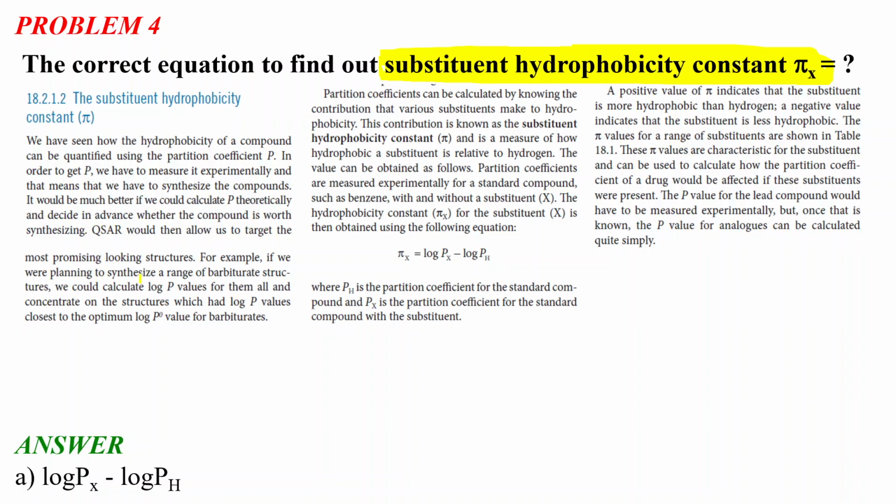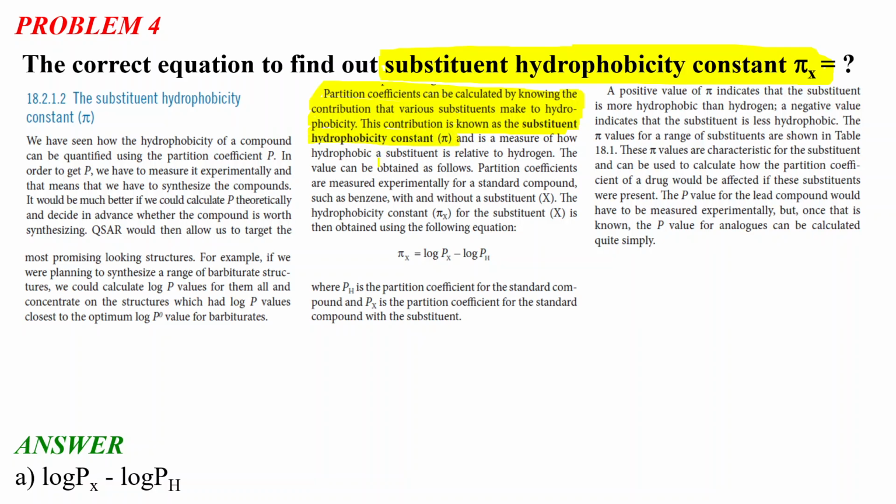For example, if we were planning to synthesize a range of barbiturate structures, we could calculate the log P values for them all and concentrate on the structures whose log P values are closest to the optimum log P0 of the barbiturates. So the partition coefficient can be calculated by knowing the contribution that various substituents make to the hydrophobicity. This contribution is known as the substituent hydrophobicity constant. Various substituents or functional groups contribute to the hydrophobicity of the whole molecule, and these contributions are known as the substituent hydrophobicity constant or pi.